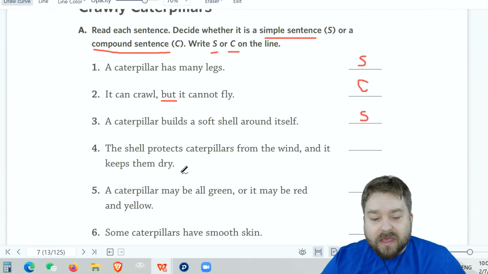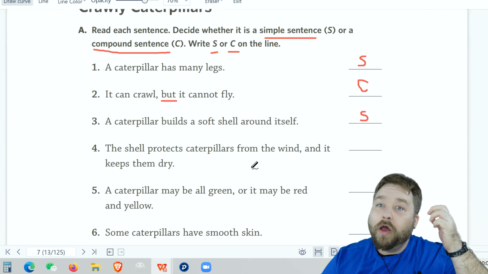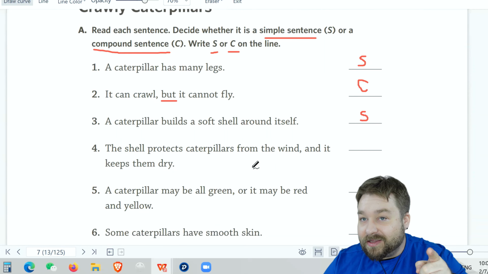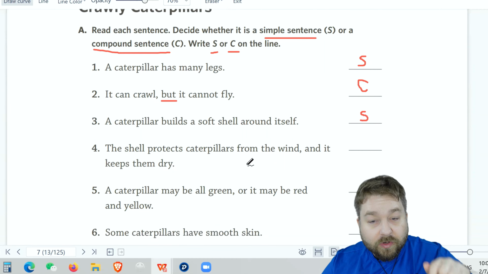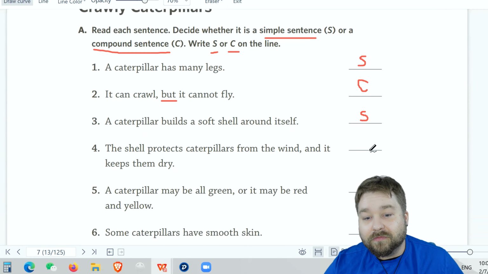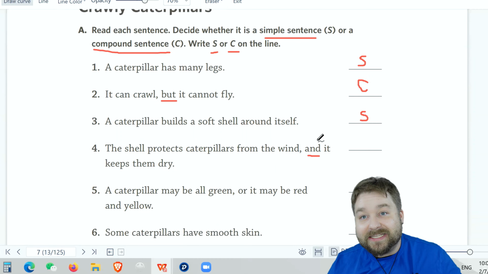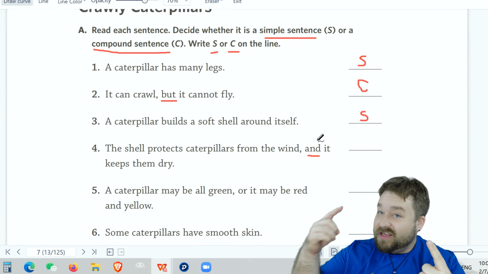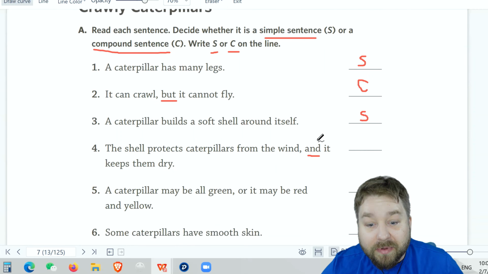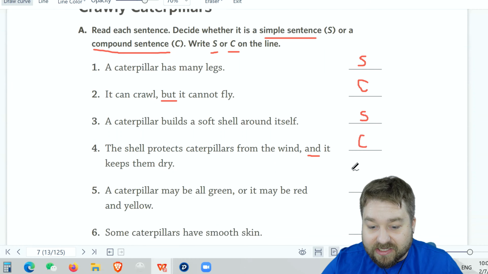Number four, the shell protects the caterpillars from the wind and it keeps them dry. Well, hey, we saw a but in that compound sentence. What do we see in this one? And, it joined two sentences together. We have this and this. Compound sentence. There's two things there.